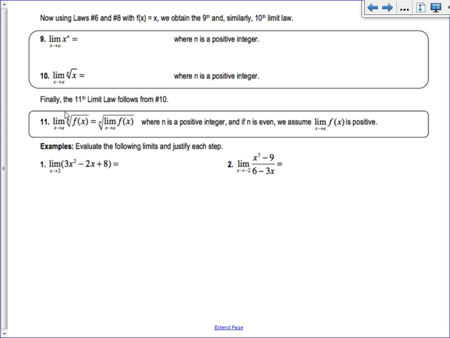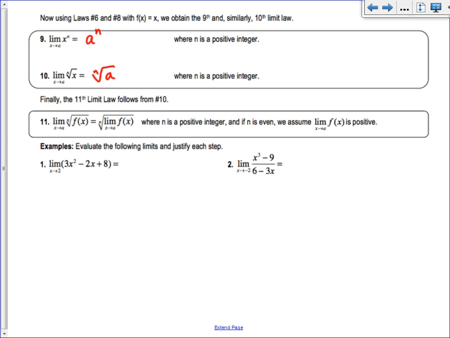All right. So same thing with these limit laws. If you have the limit as x goes to a of x to the n, well, you can just plug in a, so it ends up being a to the n. So the x value is going to a, it's changing to a. Same thing here, this ends up being the nth root of a. And the 11th limit law follows from number 10, so if you have the nth root of f of x, it's the nth root of the limit as x goes to a of f of x. So you can bring the limit into roots as well.